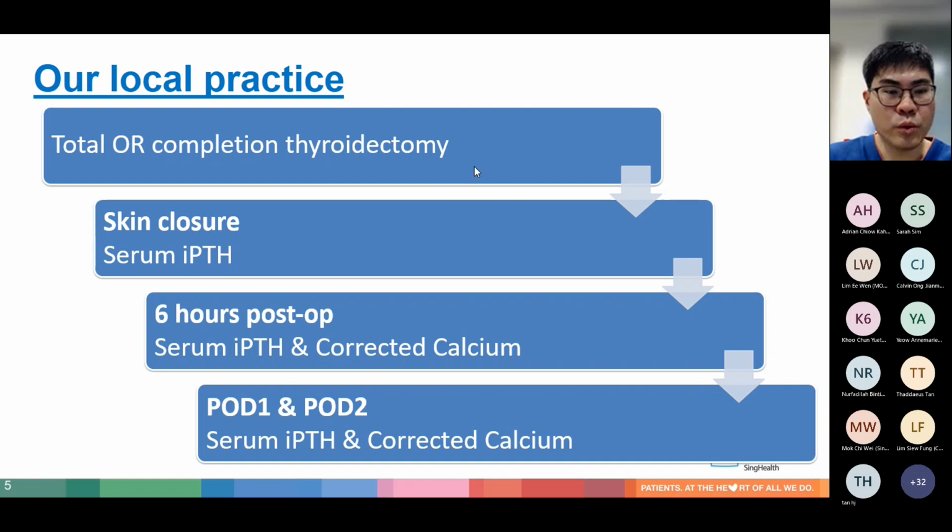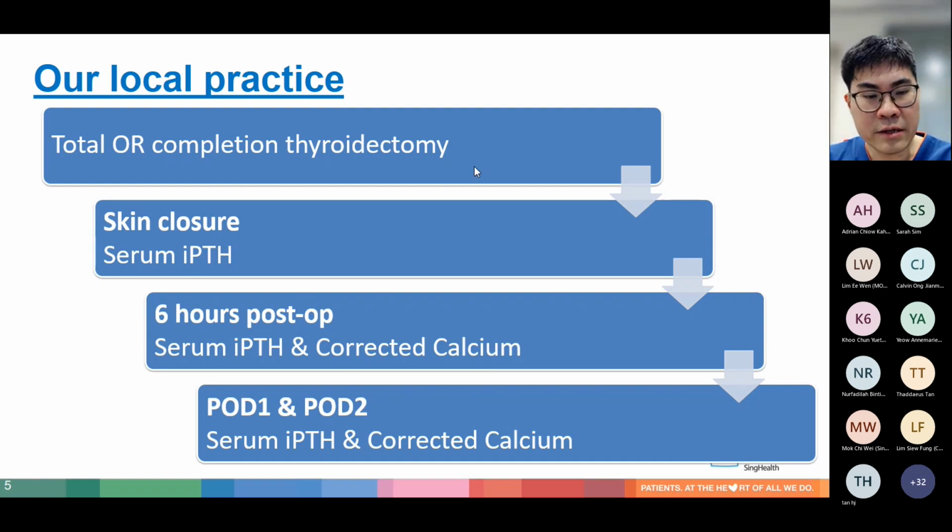So why do we do this? The reason is that PTH has a very short half-life of approximately 5 minutes. So if there is any impairment to the parathyroid gland, this should appear fairly fast. And routinely we let our junior staff close the skin, and sometimes the skin closure takes longer than the surgery itself, so the PTH levels should have dropped by then.